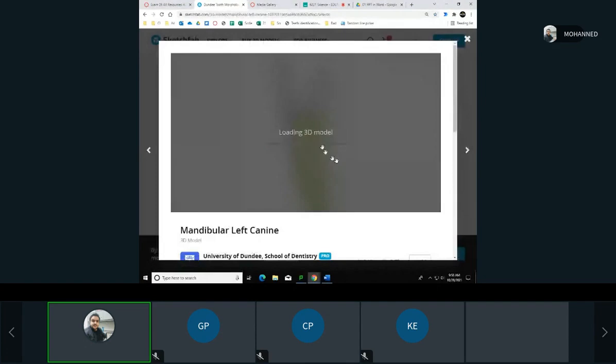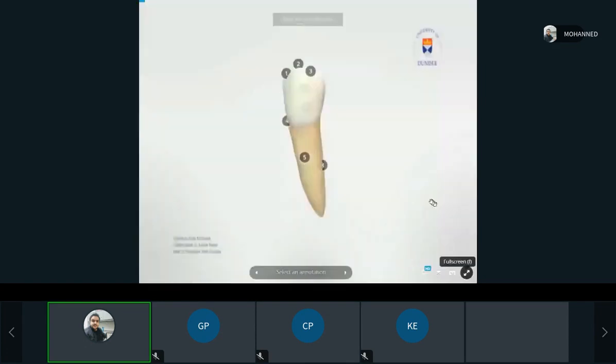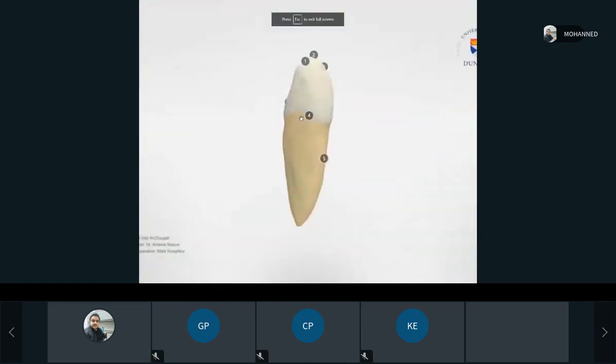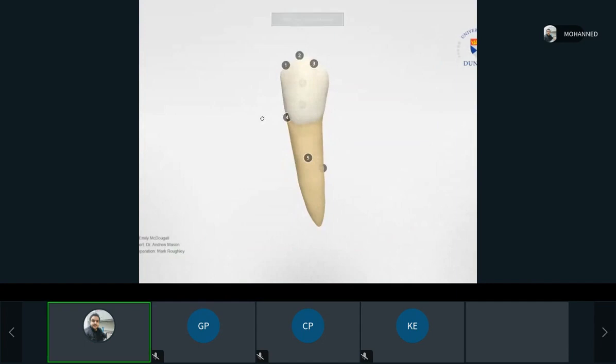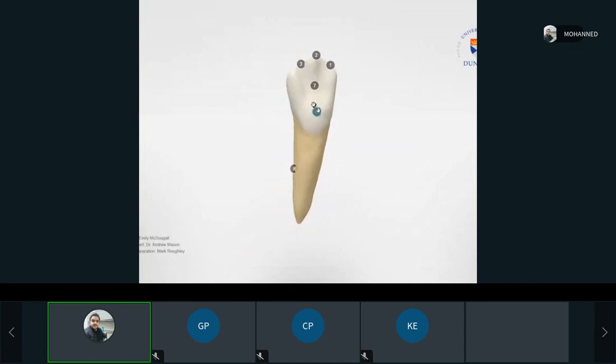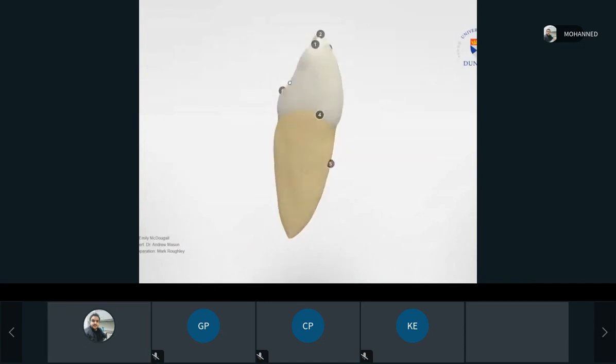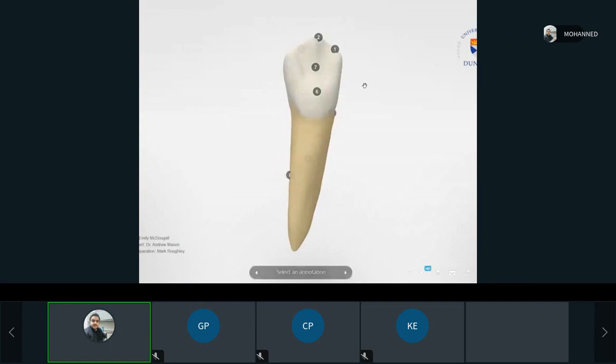You can see it's a little bit smaller. That's the mandibular one. What else? It might have a little bit longer crown than the maxillary one, with less prominent features. And that's it. Let's go and fill these up.